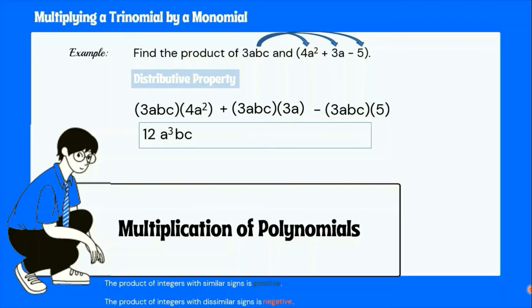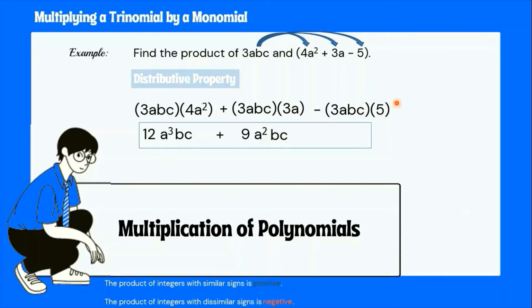Punta tayo sa pangalawang term, 3abc multiplied to 3a. Kopyahin natin yung sign na plus sign. 3 times 3 is equal to 9. Pareho silang may variable na a, pero walang mga visible exponents. So, pareho silang may invisible 1. Kaya yan ay magiging 1 plus 1, which is a squared. Yung 3a ay walang b and c na variables. So, open lang natin siya. Ang sagot natin dito ay 9a squared bc.